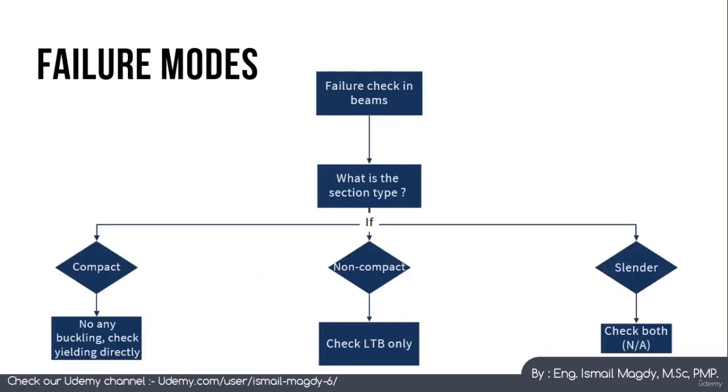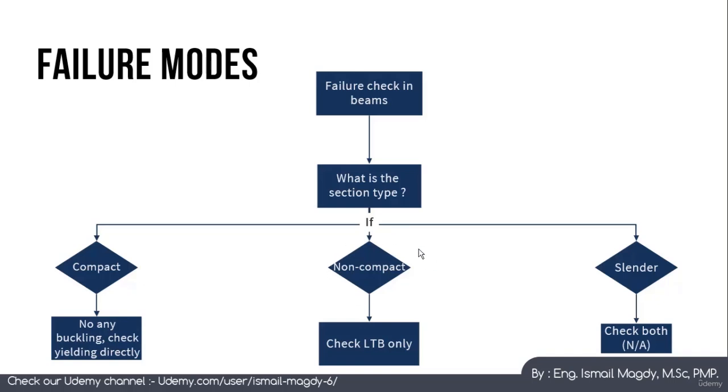So now let's summarize what we have learned. In order to check the design of any beam, we need to check first the failure modes. In order to check the failure modes, we need to understand first what is the type of this section. It will be mentioned, of course, in the problem. You have compact sections, non-compact sections, and slender sections. If your section is compact, then no buckling will occur, neither local buckling nor lateral torsional buckling. And in this case, you are going to check yield stresses directly.